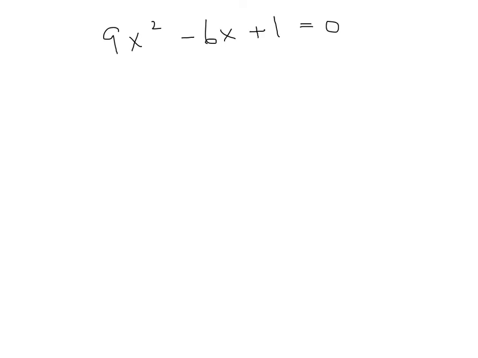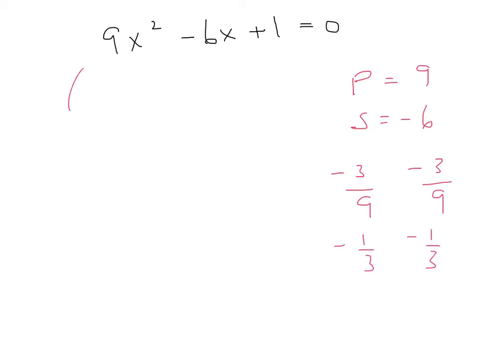All right, so here you want to find your product, and your product here is 9 times 1, so 9. And your sum is negative 6. All right, what two numbers multiply to 9 but add to negative 6? You should get negative 3 and negative 3. Well, I want to divide by the number in front, so that's 9 and 9. That becomes negative a third and negative a third.